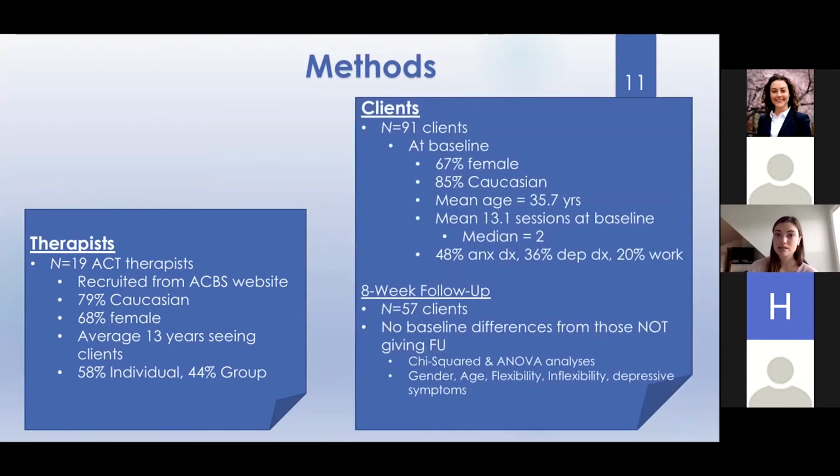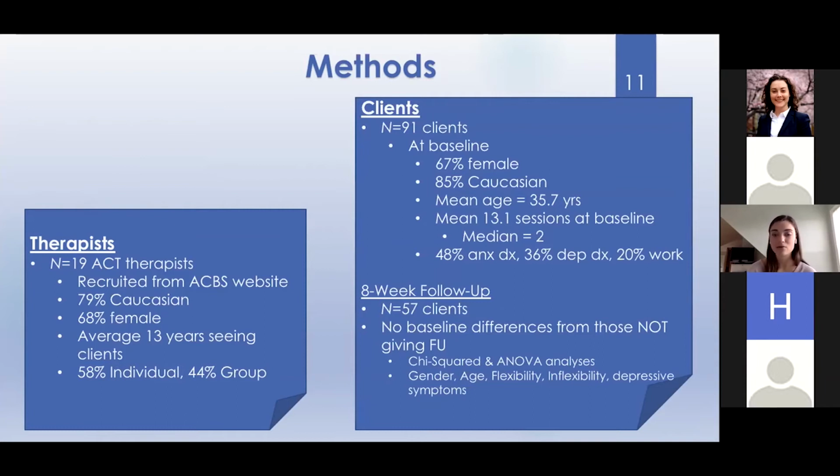And then for the clients, at baseline, we had 91 clients. They're mostly white and female as well. The average age was around 36. The mean number of sessions completed at baseline was 13, but the median was 2. That's because there's a group of clients that completed the baseline a couple of years into therapy, so that shifted the mean, but the median was 2.